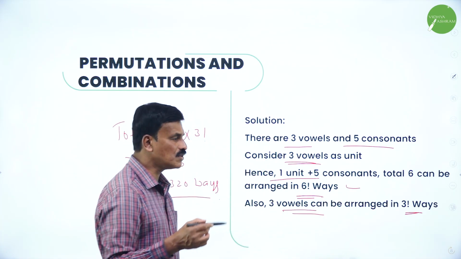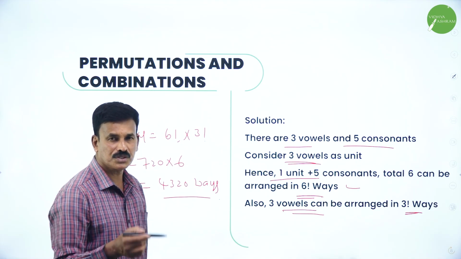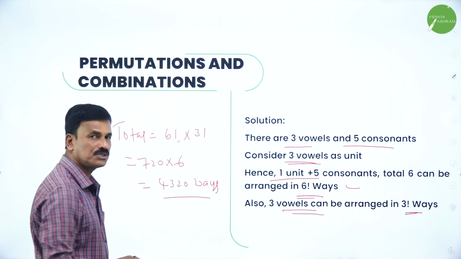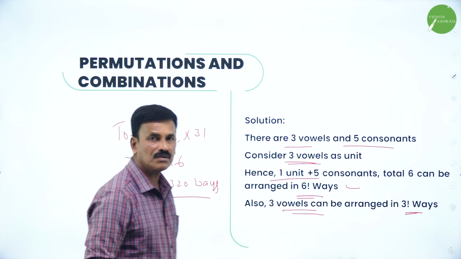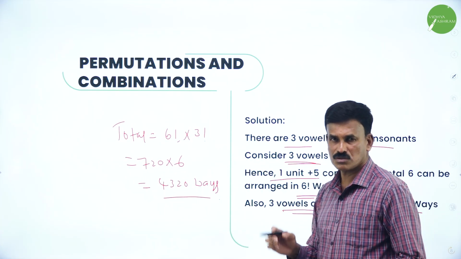Since the 3 vowels can also be arranged in 3 factorial ways, the required arrangement is equal to, just multiply these two, 6 factorial into 3 factorial, that is nothing but 720 into 6, which is equal to 4320 ways. Hope you followed.